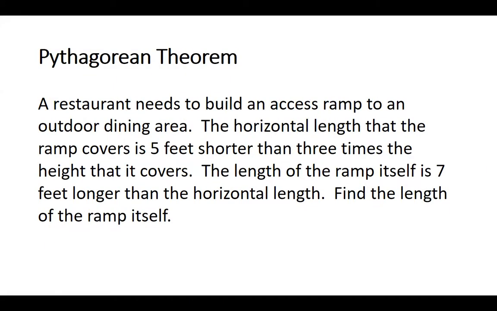Okay, this one involves the Pythagorean Theorem. So a restaurant needs to build an access ramp to an outdoor dining area. The horizontal length that the ramp covers is 5 feet shorter than 3 times the height that it covers. The length of the ramp itself is 7 feet longer than the horizontal length. Find the length of the ramp itself.